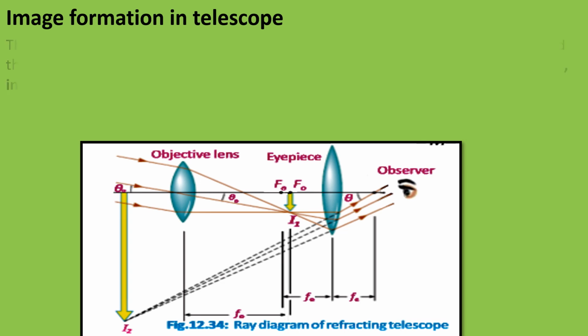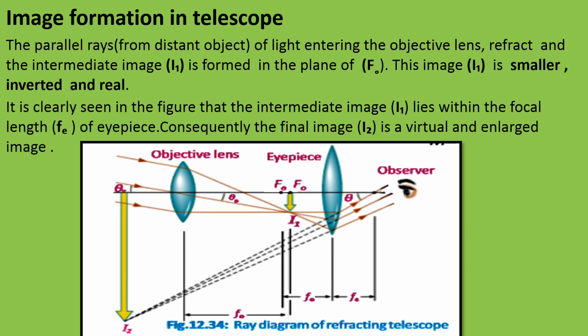Image formation in telescope. In the figure below, the parallel rays of light from a distant object are entering into the objective lens. After refraction, the intermediate image I1 is formed in the plane of FO. This image I1 is smaller, inverted and real. The image I1, which is formed by the objective lens, is serving as an object to the eyepiece. This image I1 is lying within the focal length of the eyepiece. Consequently, the final image I2 is formed, which is virtual and enlarged image.